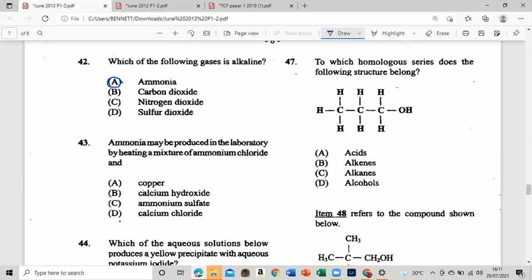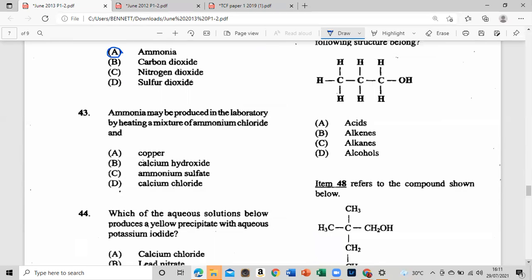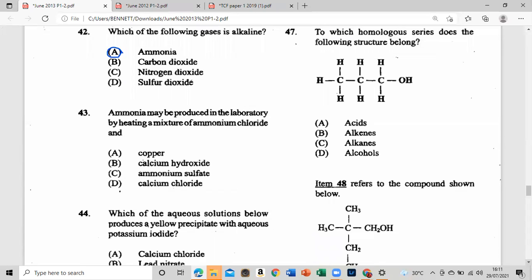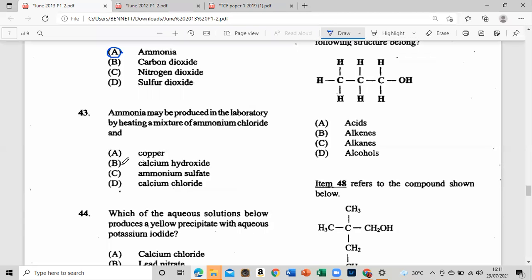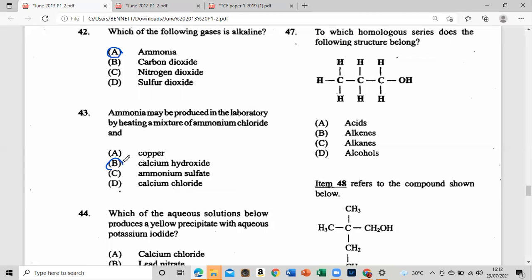43. Ammonia may be produced in a laboratory by heating a mixture of ammonium chloride and copper, calcium hydroxide, ammonium sulfate, or calcium chloride. Which is it, guys? And that is calcium hydroxide.